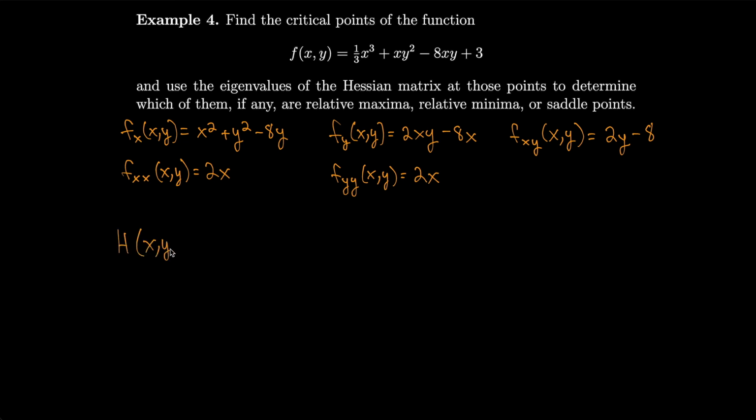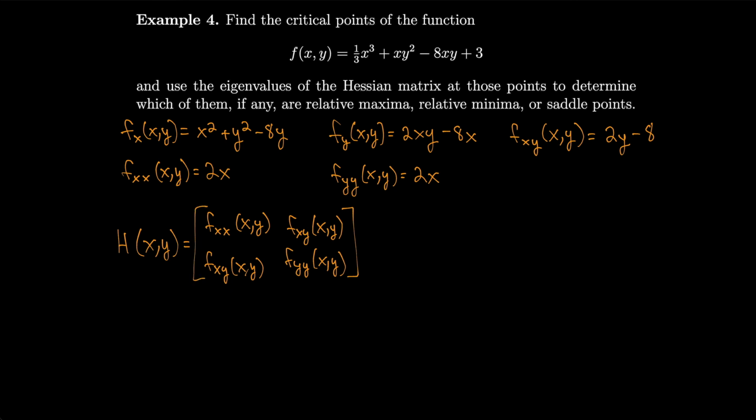So we have H of xy is the matrix built out of all of these partials. I have fxx, fyy along the diagonals, and then I have the mixed partials otherwise. By the above calculation, this is equal to 2x, 2y minus 8, 2y minus 8, 2x. It was just coincidence that these two are equal.